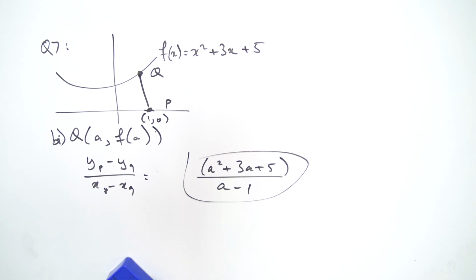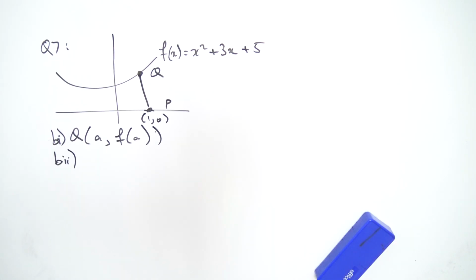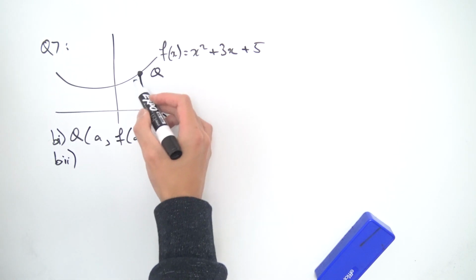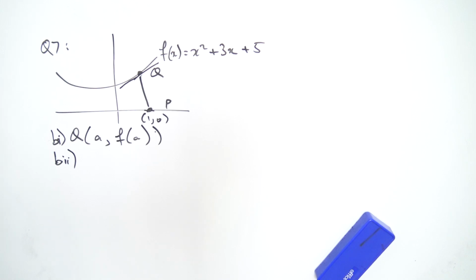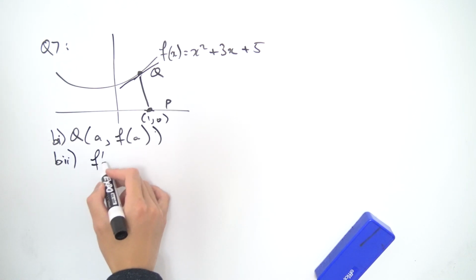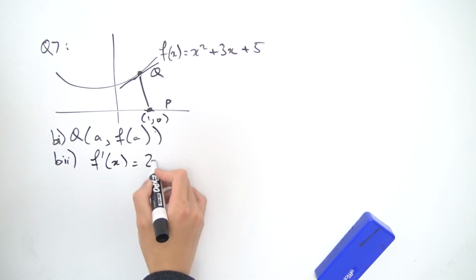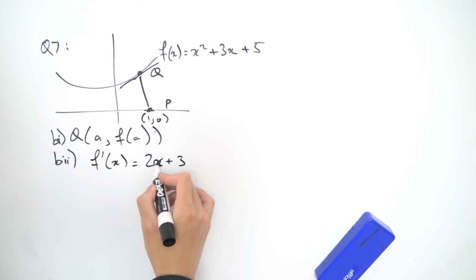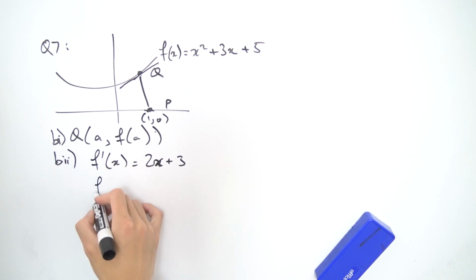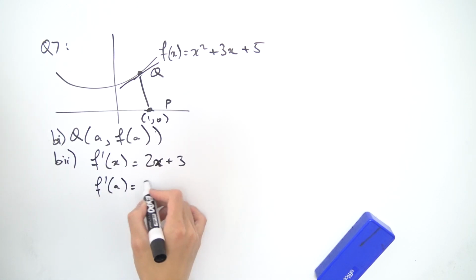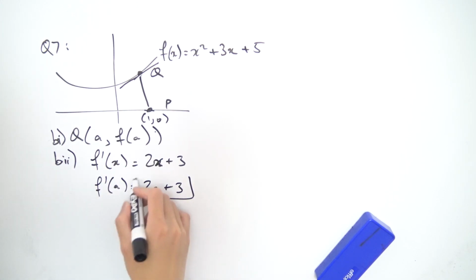And for part B, we're asked to find the slope of the tangent at the point Q. So if you construct some kind of tangent over here, we have to find the slope of that thing. That's quite easy to do. You just take the derivative, so f prime of x is equal to 2x plus 3, and you want to evaluate this at the x coordinate of Q, which is a, so you just simply plug in a, so f prime of a equals 2a plus 3, and that's the answer.